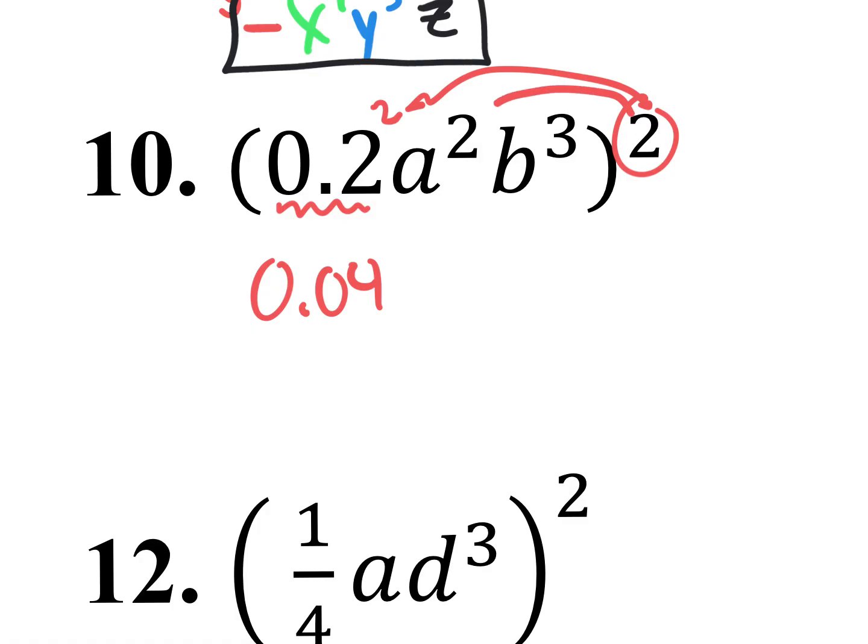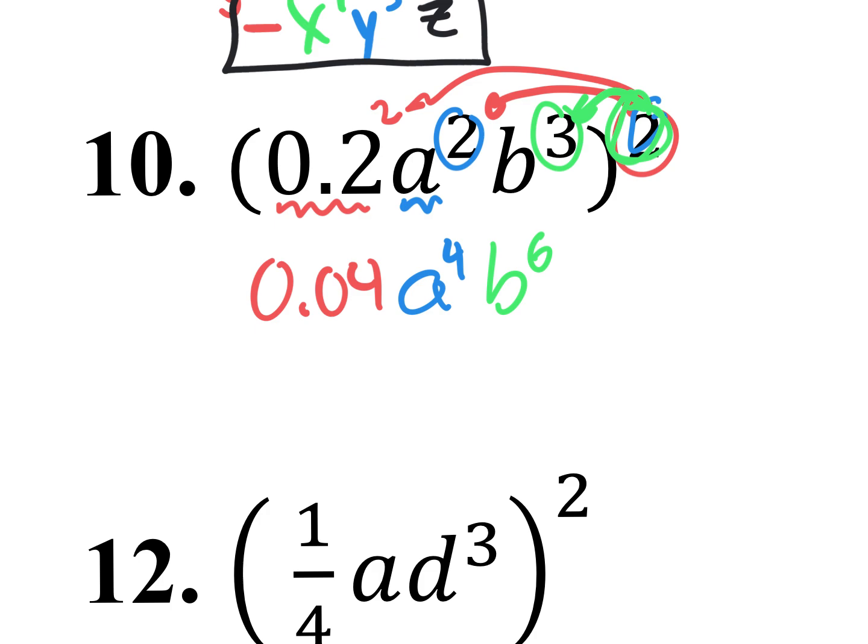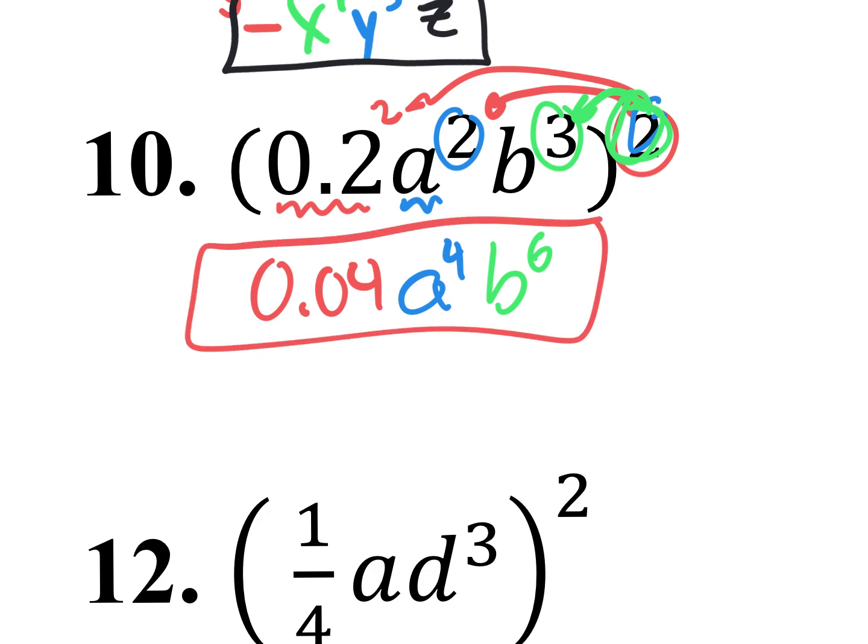Then distribute 2, put it on the power of 2 on the a, and again, a power to a power you multiply, so that will be a. 2 times 2 is 4, so you're going to have a to the fourth, and then take that 2, distribute it onto the 3, and again, a power to a power you multiply, that's going to be b to the sixth. So there's your answer. Let's move on.